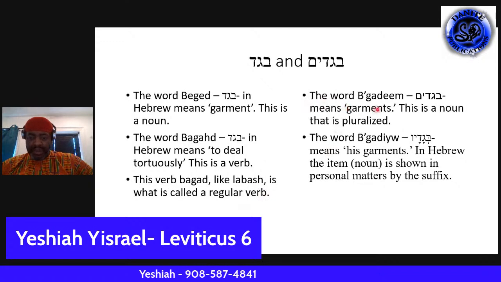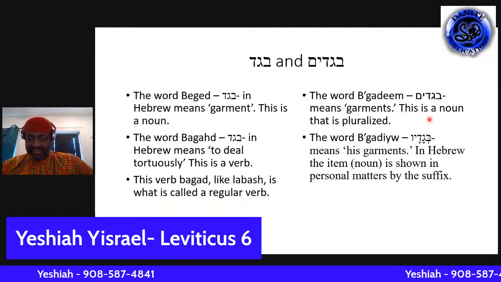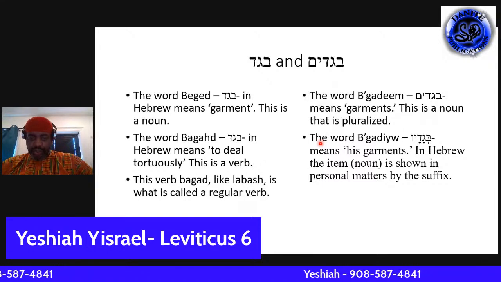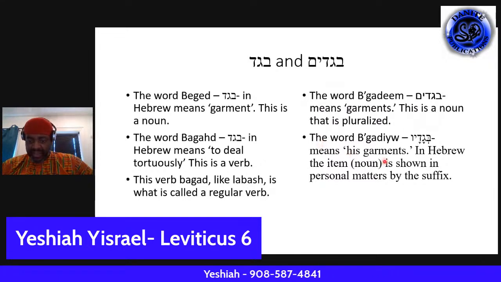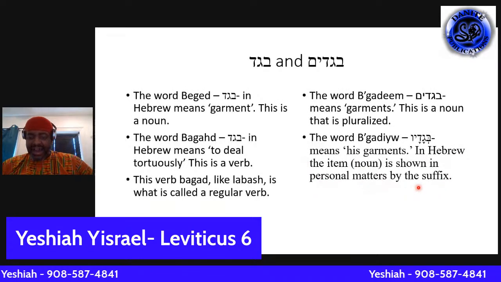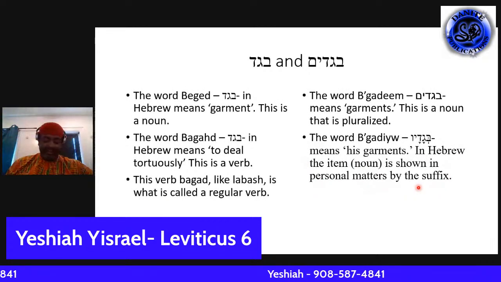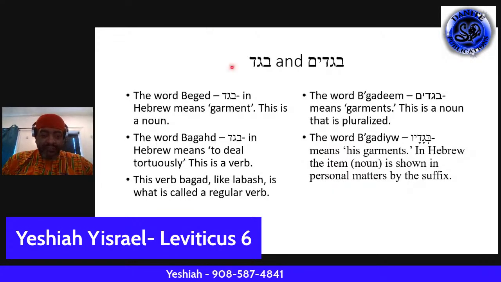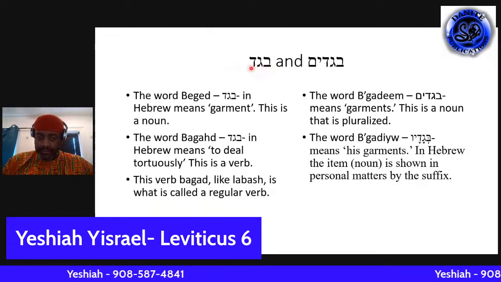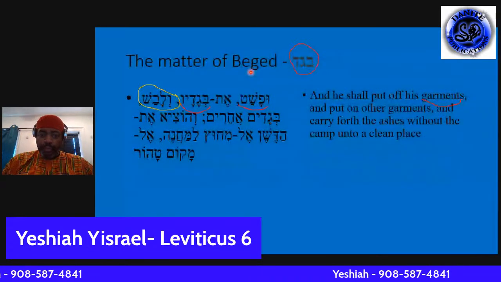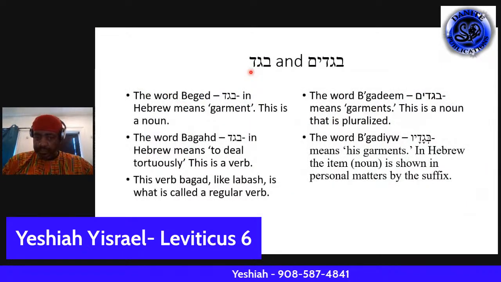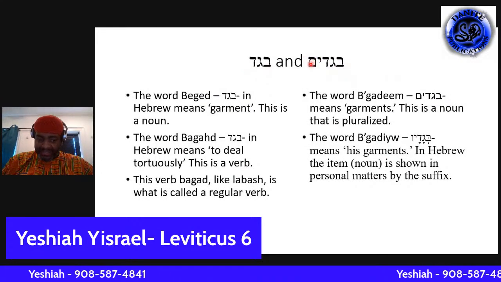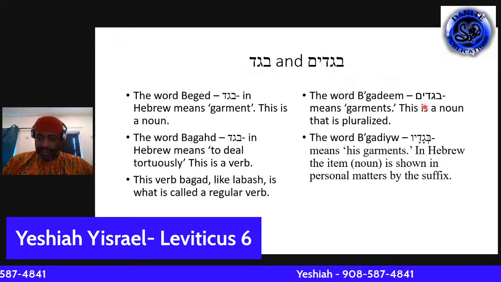All right. The word begadim means garments. This is a noun that is pluralized. The word begadav means his garments. In Hebrew, the noun is shown in a personal matter by the suffix. What am I saying in this particular case? If you have here, brothers and sisters, the word beged, the word beged means garment. The word begadim, brothers and sisters, means garments, as we see pointed out here and beged here.